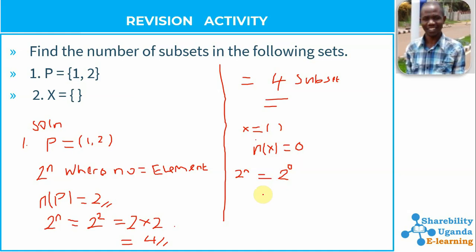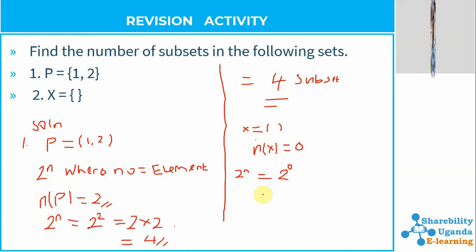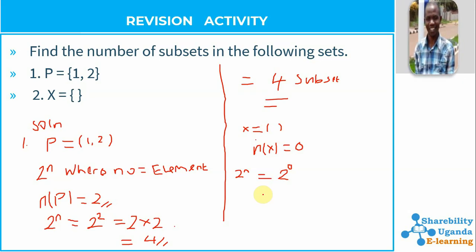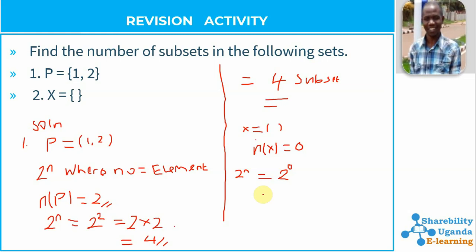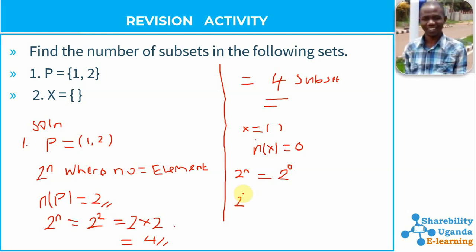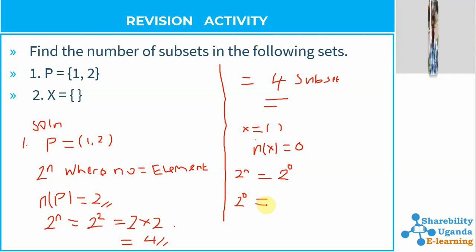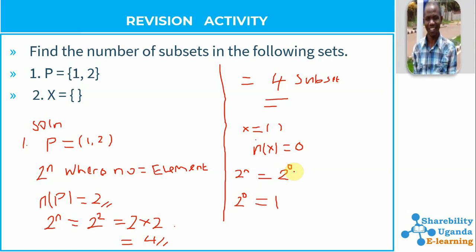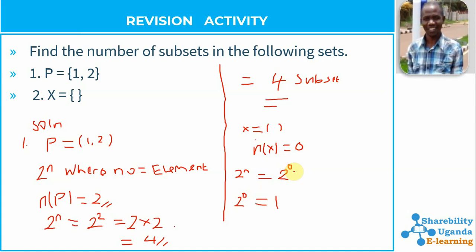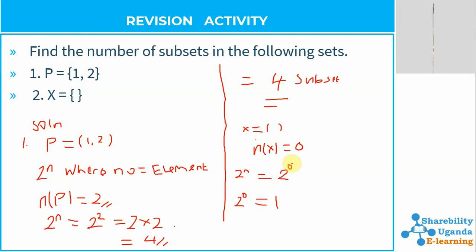When we power any number to 0, this comes back to the concept of using powers, and any number to power 0 is 1. So when you say 2 to the power 0, this number shall be equal to 1. Please, this is a mathematical rule that any number to power 0 is 1. That should be in your mind, that any number that is powered to 0 is 1. That is it, and you can't change it. You have to understand it that way.